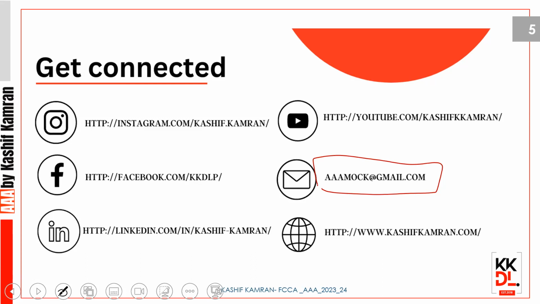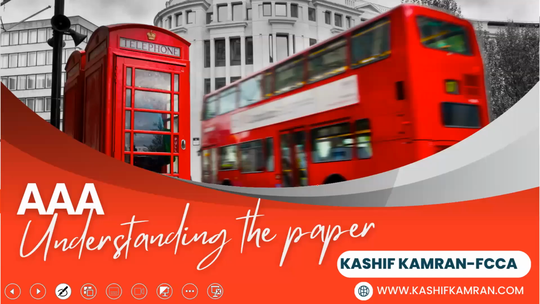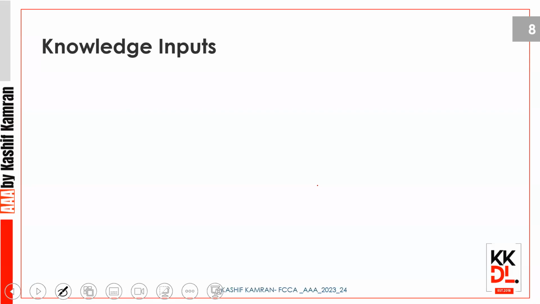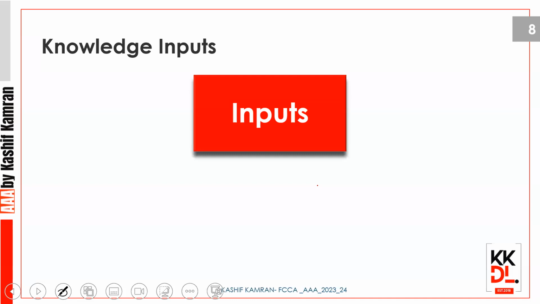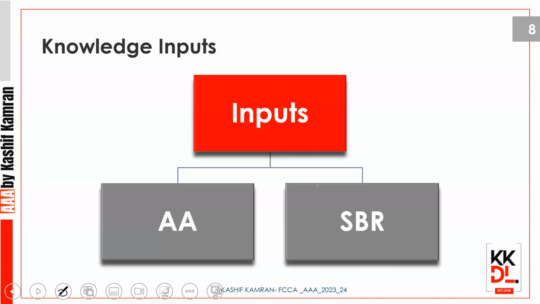Now, moving away from how to get connected, let's start looking at the core part of the AAA orientation. Let's start looking at the paper itself, AAA, understanding the paper. First of all, in terms of the brought forward knowledge, there are two knowledge inputs required for AAA. Number one is the AA paper for sure, and then the SBR paper.